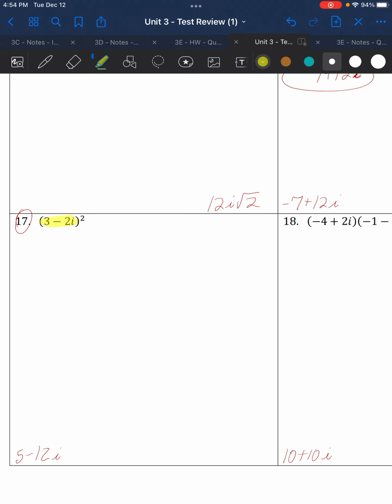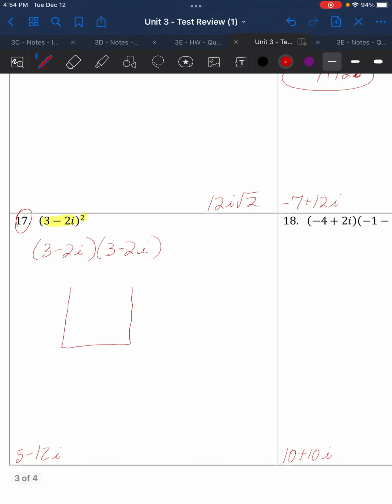All right, number 17, I'm going to work that one out because I'm paranoid with this one because I got it wrong when I was in school. Anything squared means that base times itself. So you need to rewrite it out. A lot of you, I did this with the Punnett square, so let's do it with the Punnett square.